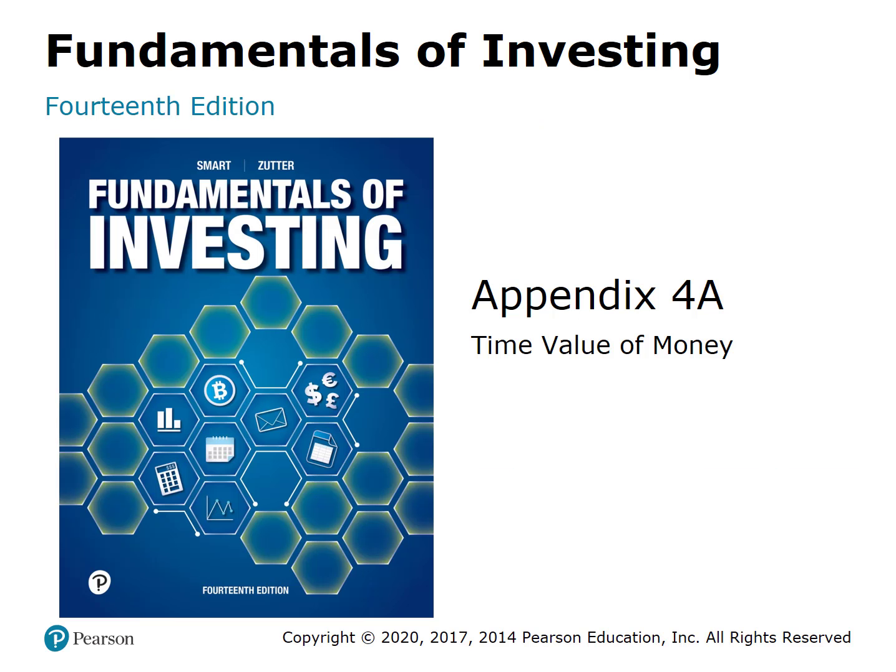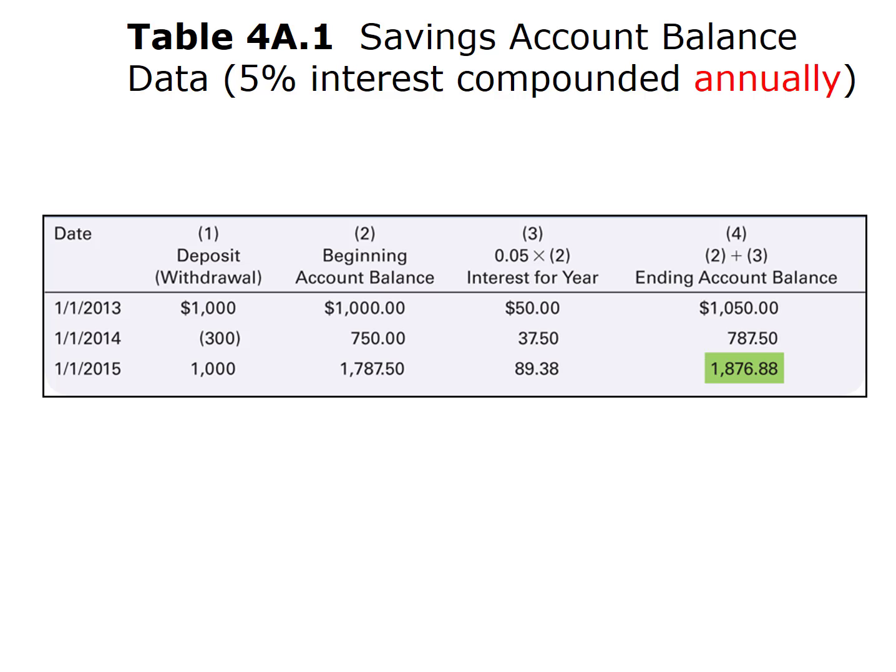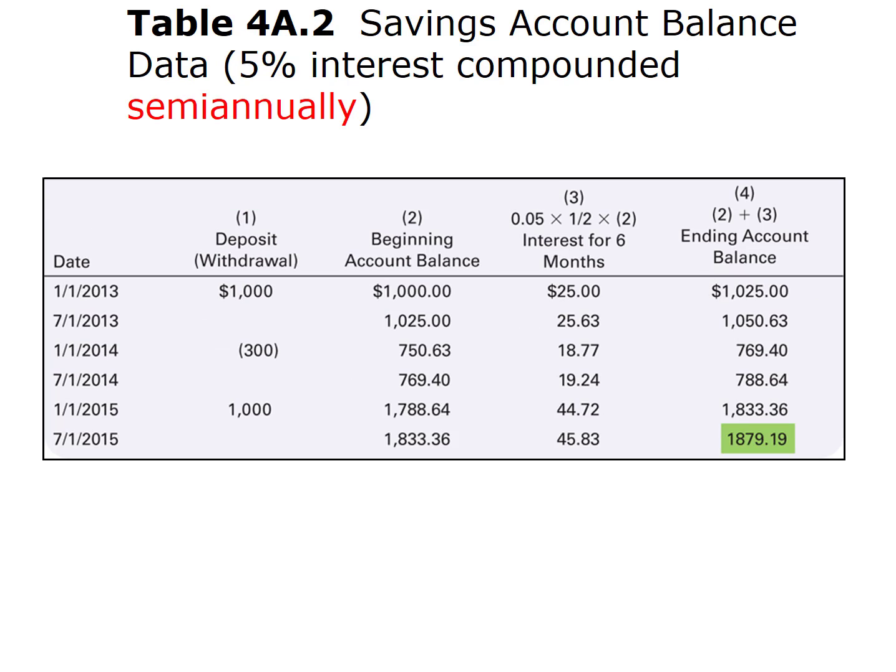This ends our TVM review. The following slides are 3 tables from the text. Savings account balance with deposits and withdrawals, interest compounded annually. Same account, but with interest compounded semi-annually.